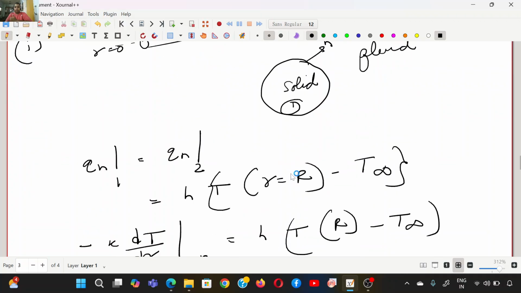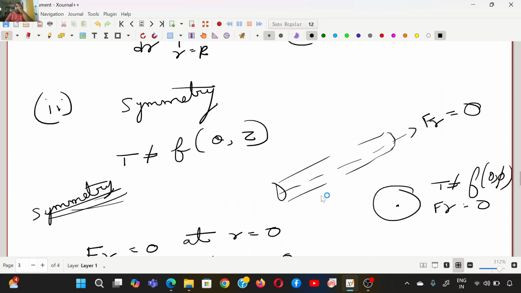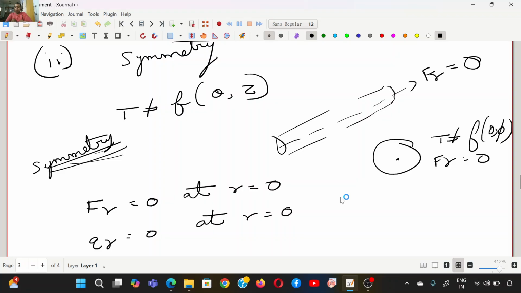So the first boundary condition is that whatever heat is conducted to the edge of the cylinder is convected out to the ambient. So minus k dT/dr at r equal to capital R is equal to h into T at capital R minus T infinity. And the other case is a symmetrical boundary condition, since the cylinder has got only one surface, so that we have already taken as a boundary condition.